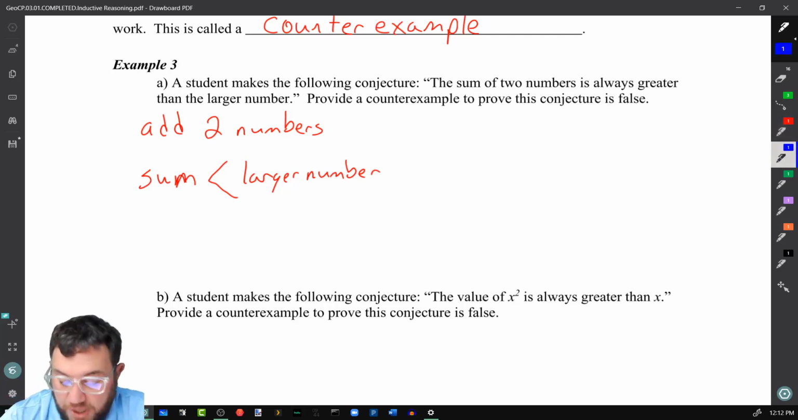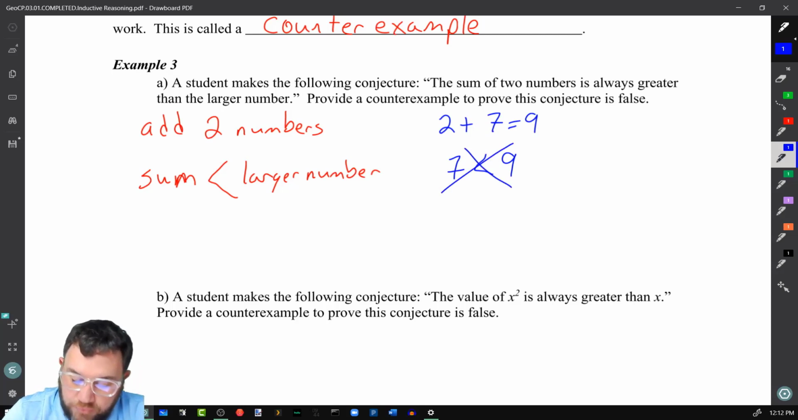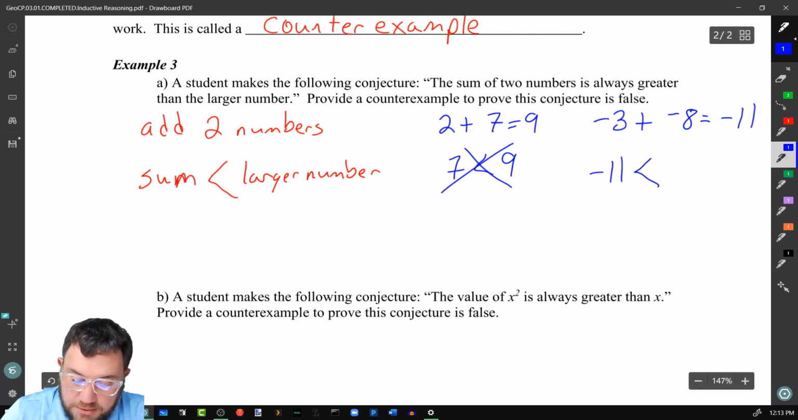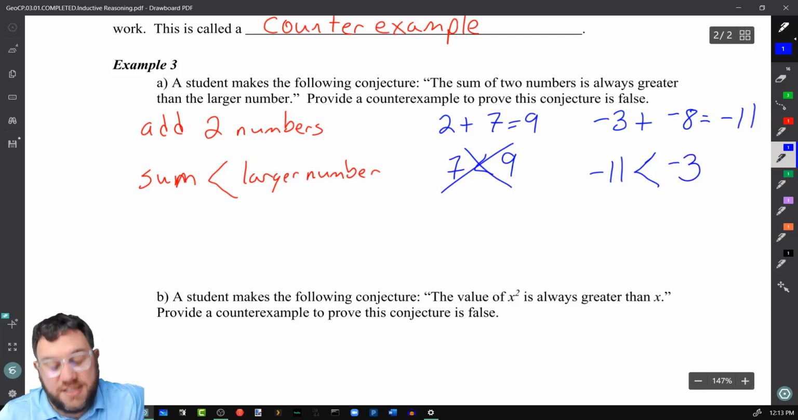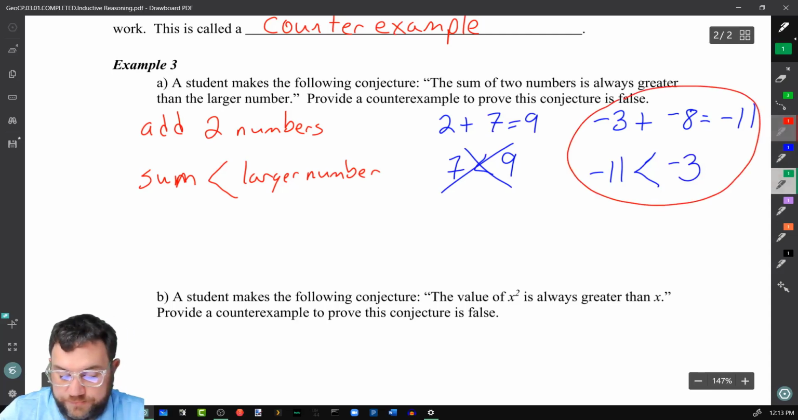So let's pick some random numbers. 2 and 7. Okay, that would give us 9. And 7 is not less than 9. So that doesn't work as a counterexample. -3 plus -8. That will give us -11. So our sum, -11, is less than, the larger of those two is -3. Is -11 less than -3? It is. So that works as a counterexample.